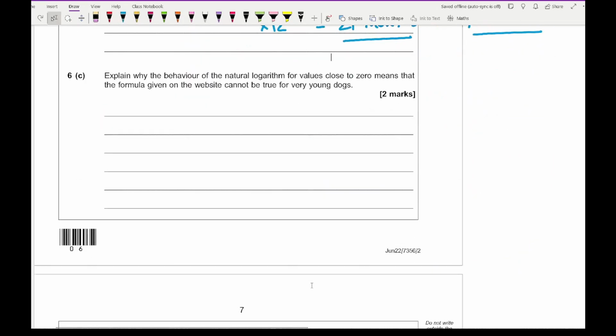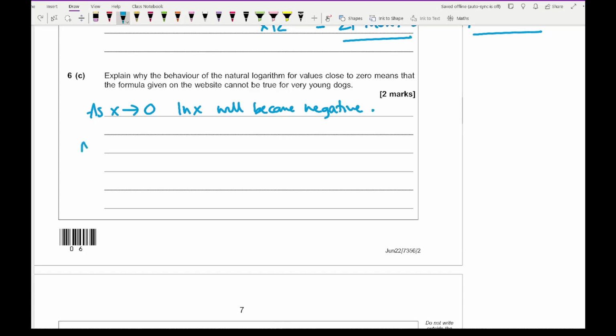Then moving on to question 6c, it says explain why the behavior of the natural logarithm for values close to 0 means that the formula given on the website cannot be true for very young dogs. Now something along the lines of that, as x tends towards 0, then ln x will become negative. So that's one particular reason.